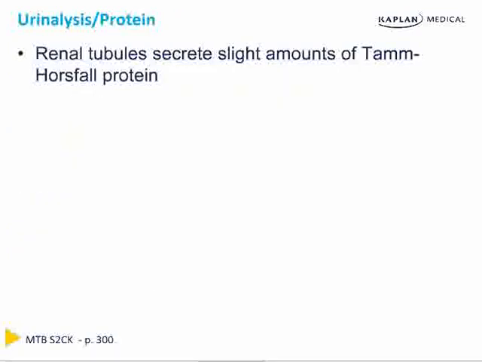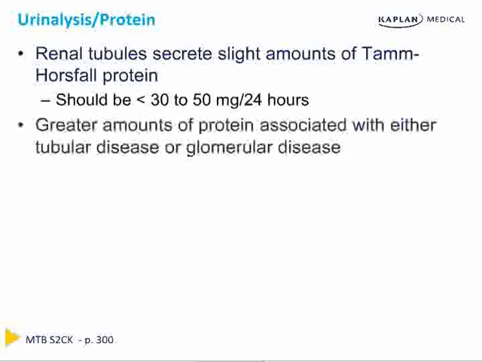One substance we're particularly interested in when we order a urinalysis is the presence of protein. Now, the normal kidney does secrete some protein normally. It's known as Tamm-Horsfall protein. The tubules secrete it, and so the finding of trace proteinuria on a dipstick could be a normal finding. However, you should remember that normal kidneys never secrete more than 30 to 50 milligrams per 24 hours.